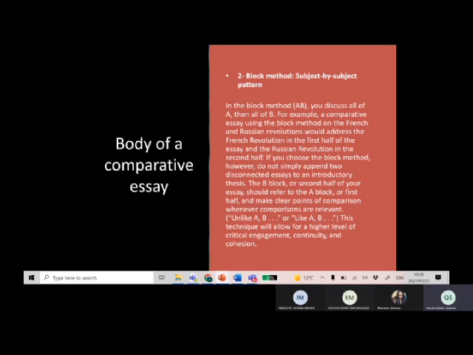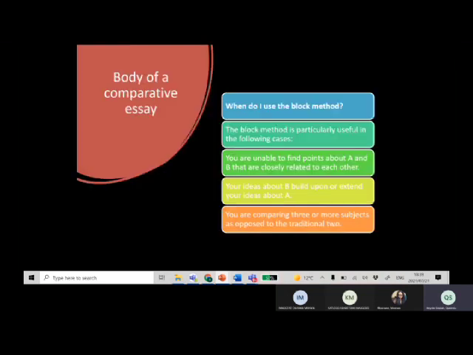So what we're saying is that even if it's the block, you want to discuss A first and B, make sure you follow the same structure that you did in A and follow the same structure in B. So that is how you address the block method. The block method is particularly useful in the following cases. You are unable to find points about A and B that are closely related to each other.